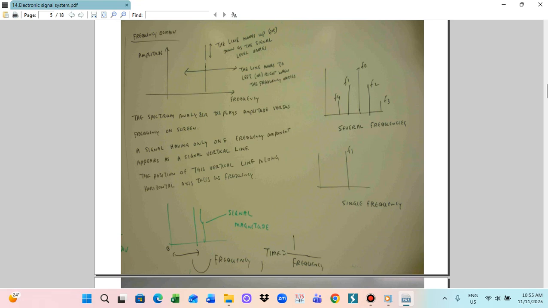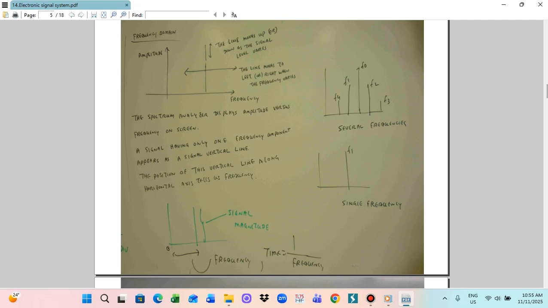So this is the signal level. The line moves up and down crossing the signal level. This is the vertical line. The horizontal line is moving right or left depending on the frequency variation. So this is the frequency domain analysis, so that all the frequencies are analyzed. You can see two lines: the horizontal line moving, and the vertical line going up and down. Horizontal line movement represents the frequency variation. Vertical line movement represents the amplitude variation.